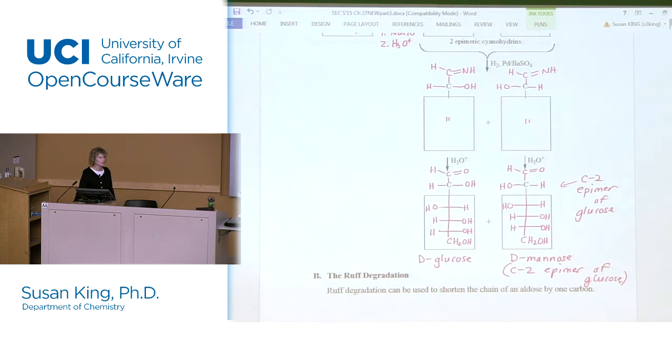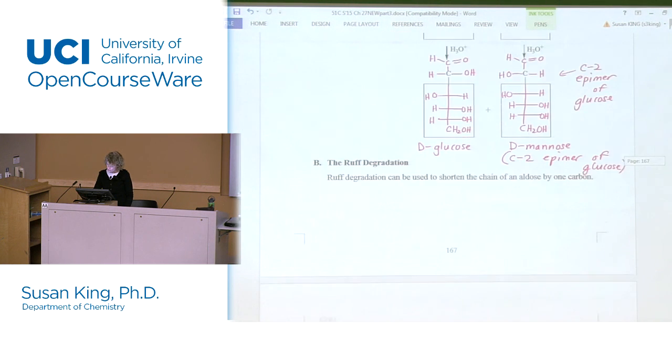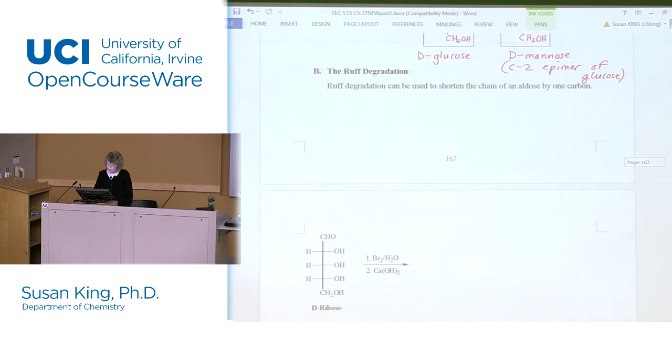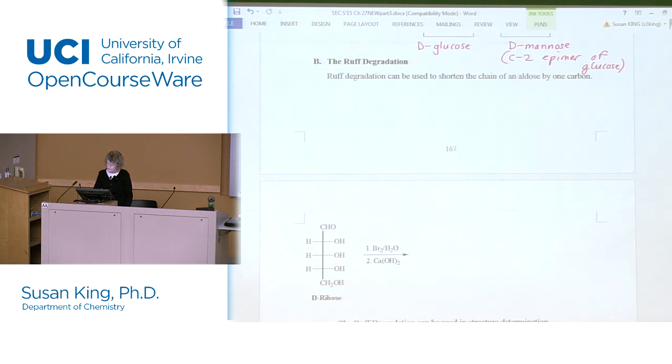All right, question on Killiani-Fischer synthesis. Yes? For the second step, after you add the H2 palladium, how come it doesn't completely reduce? It's the barium modifies the reactivity of the palladium. Tones down the reactivity of the palladium, yeah. All right, so that's how we add a carbon. We want to talk about how to take a carbon off.